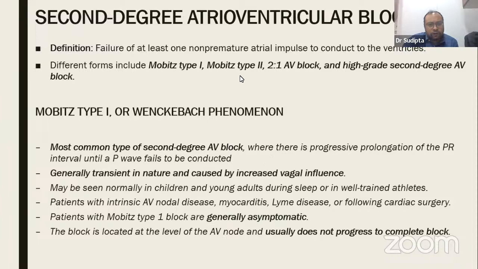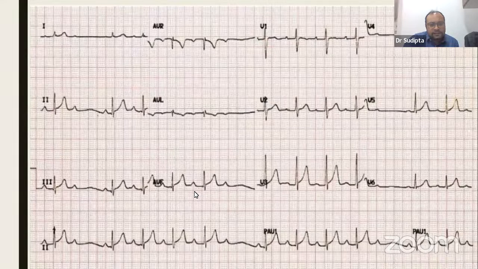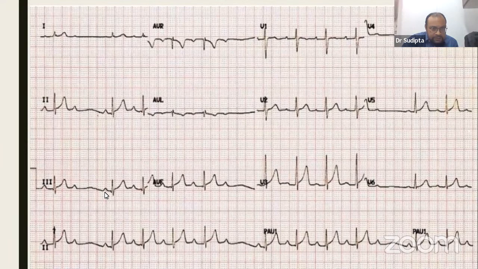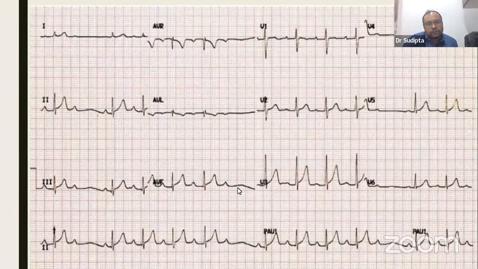And you can see here in this ECG, the PR interval is progressively increasing, and finally one P wave is not conducted.